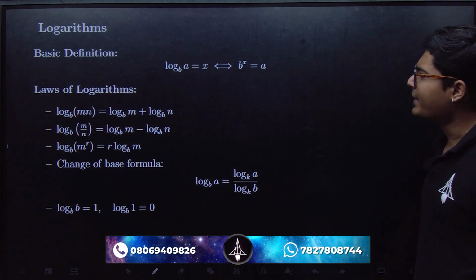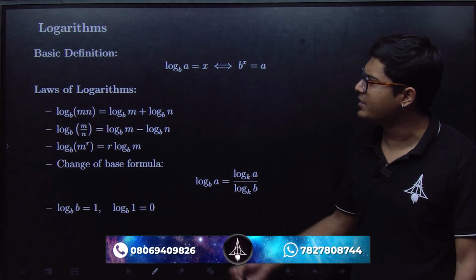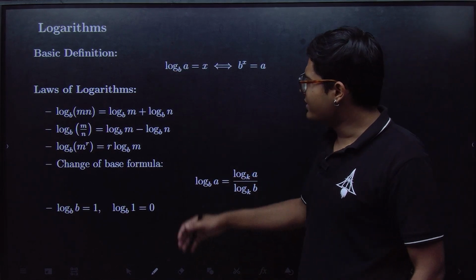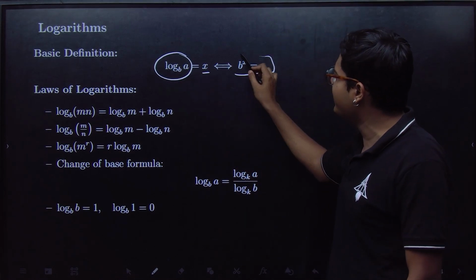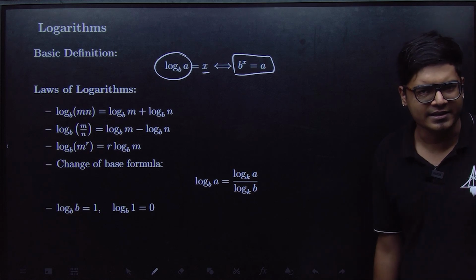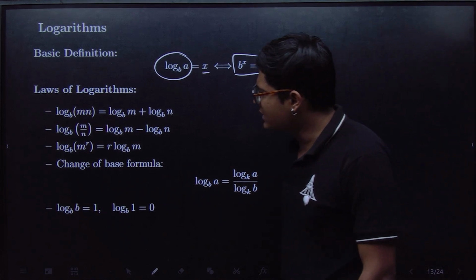Coming to now some special functions, the first one we'll talk about is obviously logarithm. So how is log defined? We say that log of a base b is equal to x if and only if b to the power x is equal to a. Okay, that is the definition. Cool. Now some laws of logarithm.